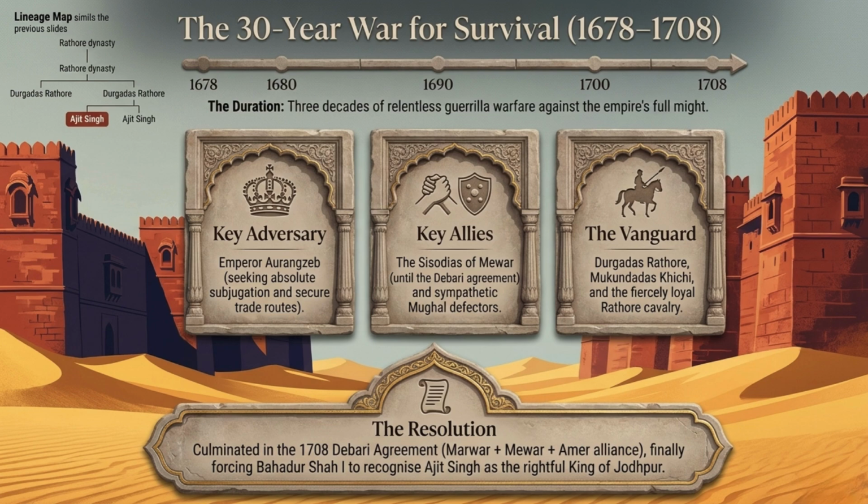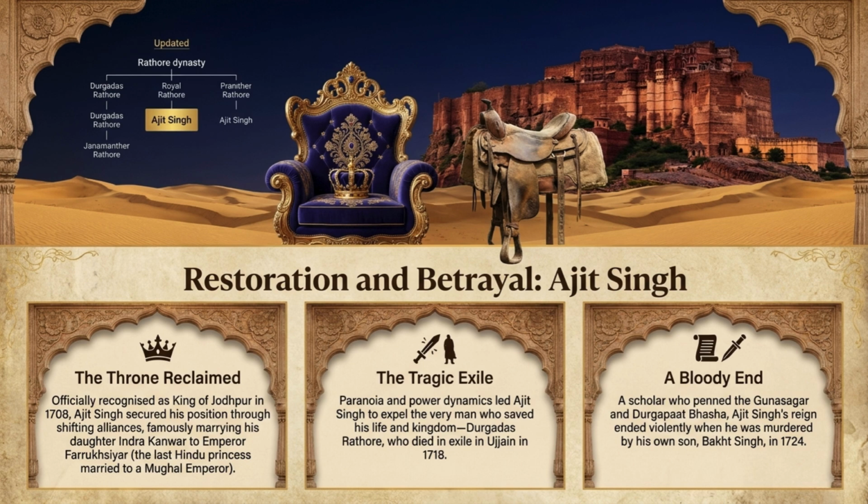The immense struggle finally culminated in the 1708 Debari Agreement, a powerful alliance between Marwar, Mewar, and Amer, which successfully forced Bahadur Shah I to formally recognize Ajit Singh as the rightful king of Jodhpur. With the throne reclaimed in 1708, Ajit secured his position through shifting alliances, famously marrying his daughter Indra Kanwar to Emperor Farrukh Shiar, marking the last Hindu princess married to a Mughal emperor.